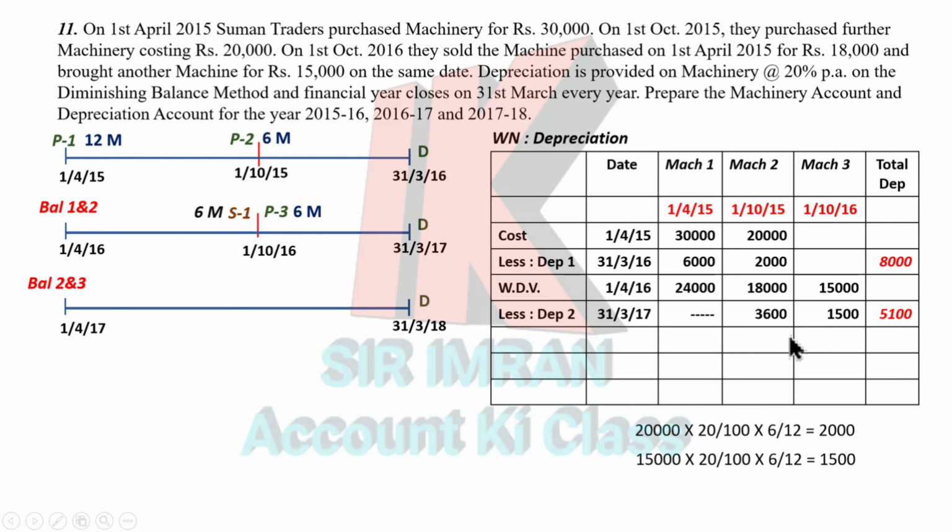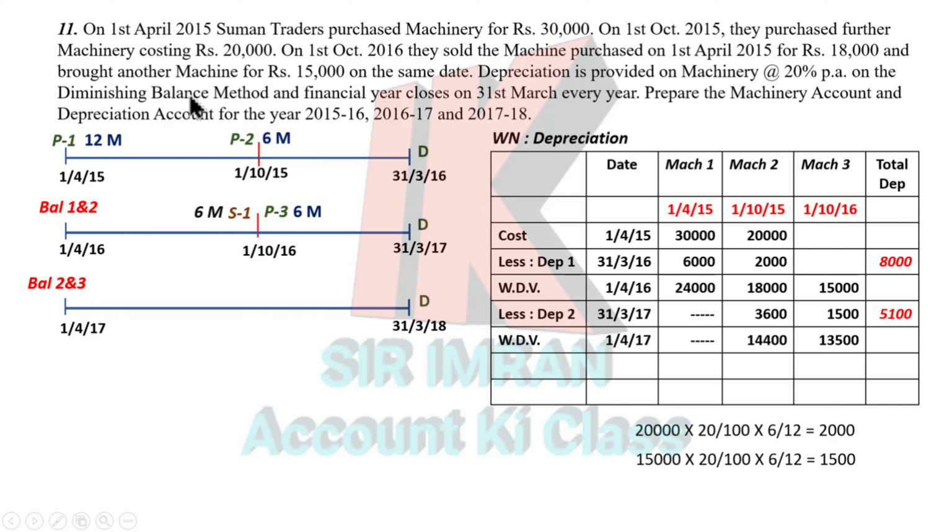Then we have to calculate the WDV for the third year. So 18,000 minus 3,600 is 14,400, and 15,000 minus 1,500 is 13,500. Now we are in the third year. Third year, no issue is there. Just calculate depreciation for the whole year from 1st April to 31st March. Depreciation is always calculated on the balancing figure because we are doing the diminishing balance method. So just remember which method we are calculating.